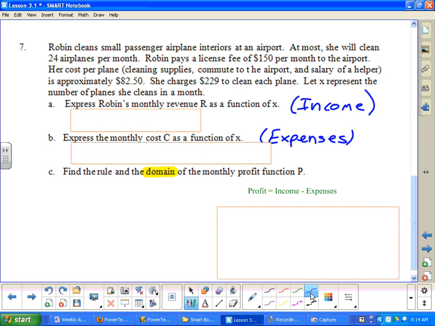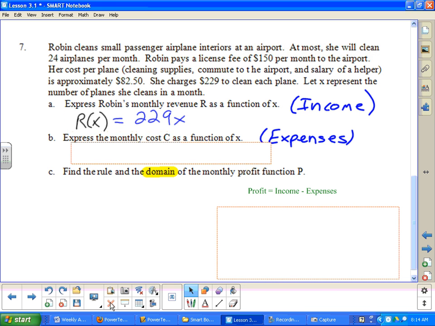Letter A says to express Robin's monthly revenue as a function of X. So what's her revenue? Revenue is the same as income. What does she get? 229. So 229X is her revenue. That's how much money she takes in.